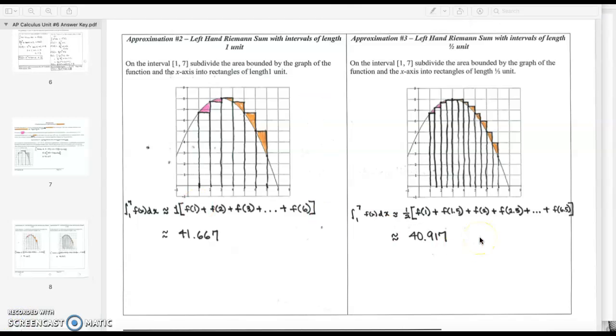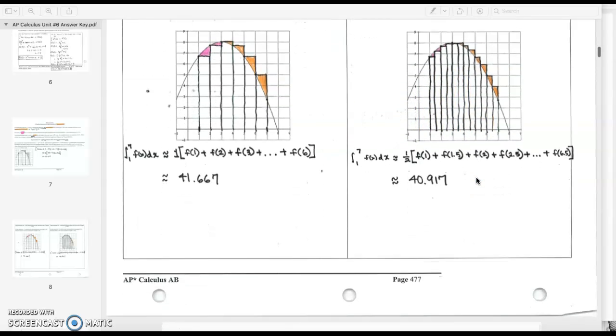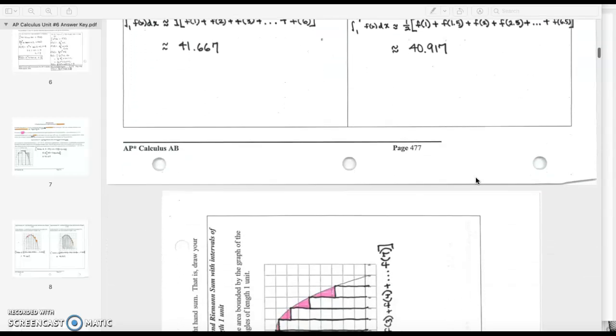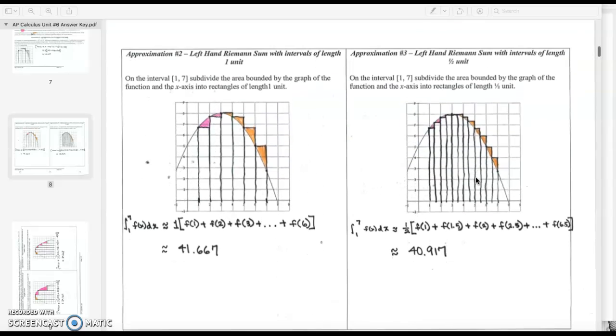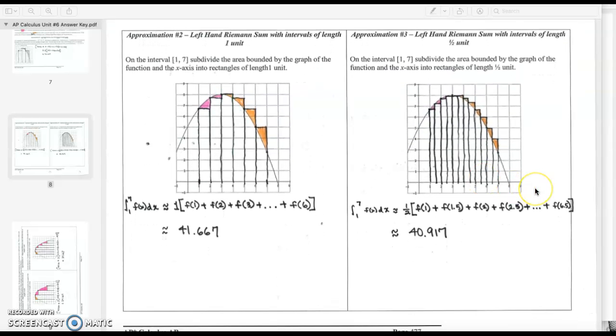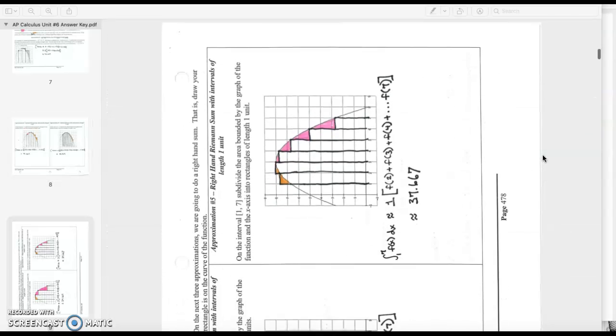The limit as n goes to infinity of all of these rectangles. The more rectangles you have, the better the approximation. All right, I was just sneaking ahead. I should have known already that the next one's going to be the right Riemann sum. But the right Riemann sum is not really any different. How about that? I'll just go to the next one.